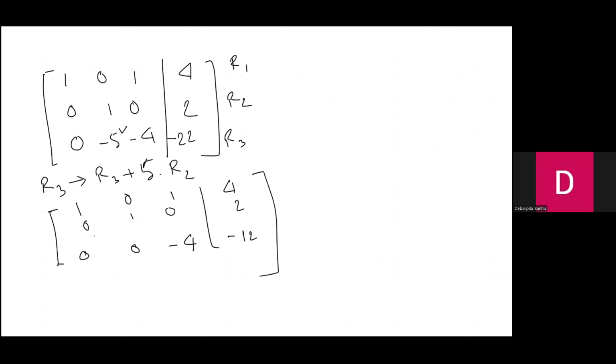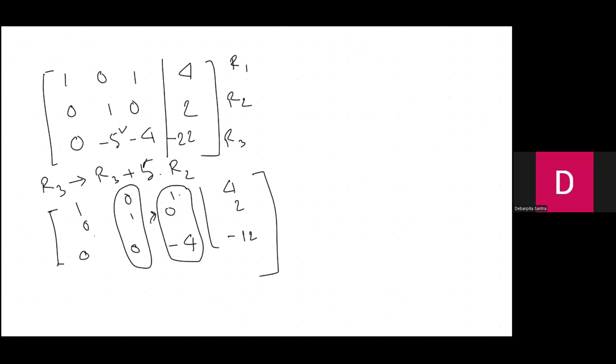Now here we have obtained minus 4 and here we have obtained minus 12. But you see, this is 1, 0, 0, fine. The column 1 is okay. Column 2 is also completed. Okay. Now we move to column 3. So, column 3, what you see? You see here it is minus 4. This is minus 12. So, this should become 0, 0, 1. So, this one should be 0. And this minus 4 should be 1.